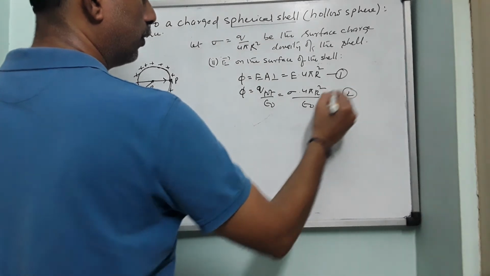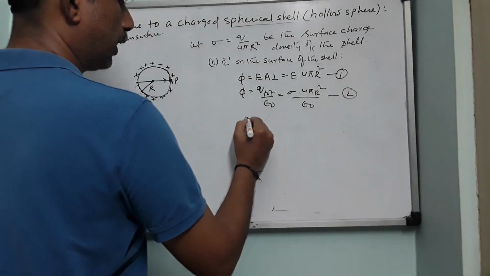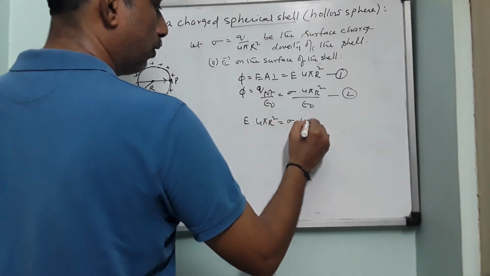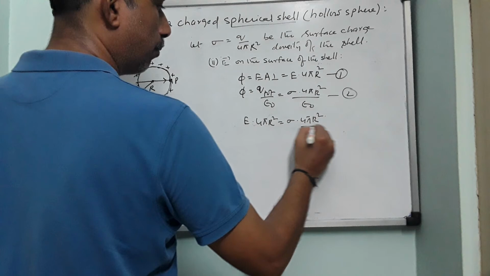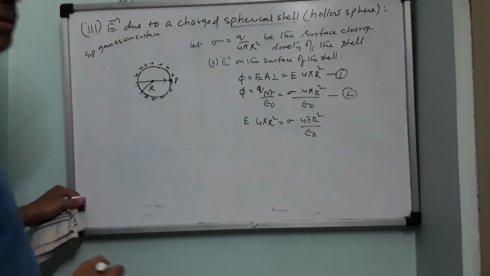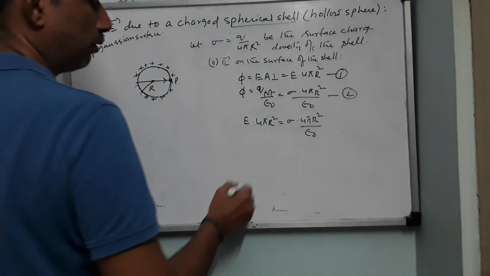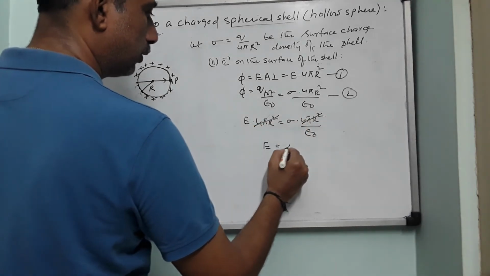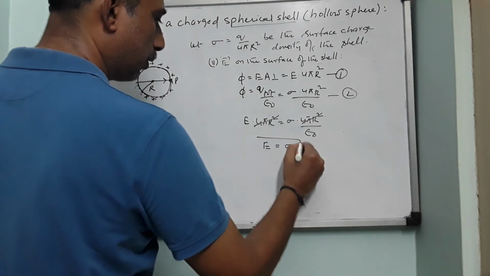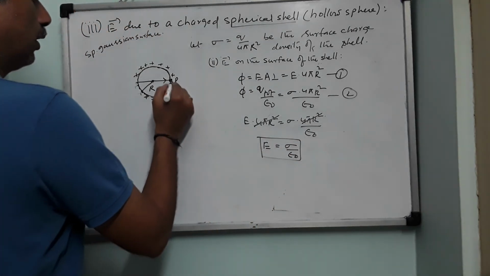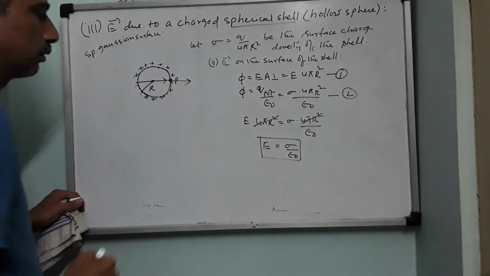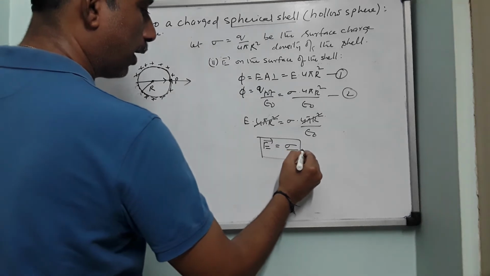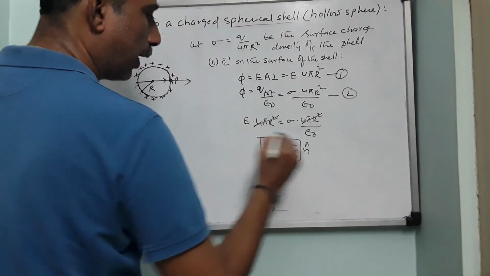This is equation 2. Now from 1 and 2, you can write E into 4 pi capital R square equals sigma into 4 pi capital R square by epsilon 0. Now this 4 pi R square is cancelled. You will get E equals sigma by epsilon 0. And how does this electric field exist? This electric field will exist like this, normal to the surface. So you can write it as E equals sigma by epsilon naught into n cap.